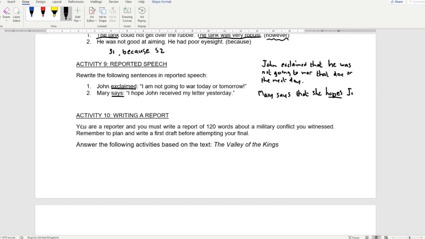John received, and I stay in the same tense, her letter, because of pronouns. The yesterday stays the same because we are not changing the tense. There are the answers. Now, activity 10 asks you to write a report.